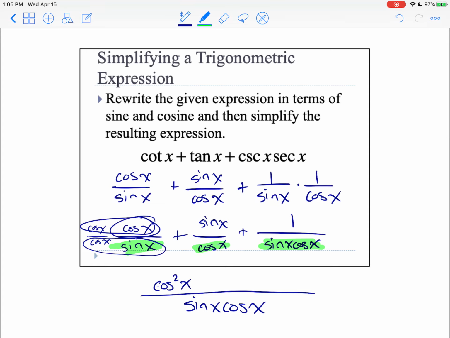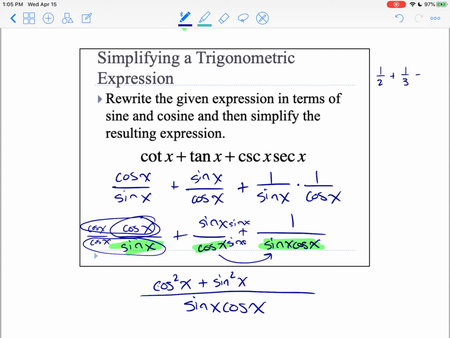Now to get from my denominator of cosine to the common denominator of sine x cosine x, I have to multiply by sine of x. And if I'm multiplying by sine of x, I have to do it in the numerator and denominator. And so in the numerator, I have sine squared of x. In the denominator, I have our common denominator.